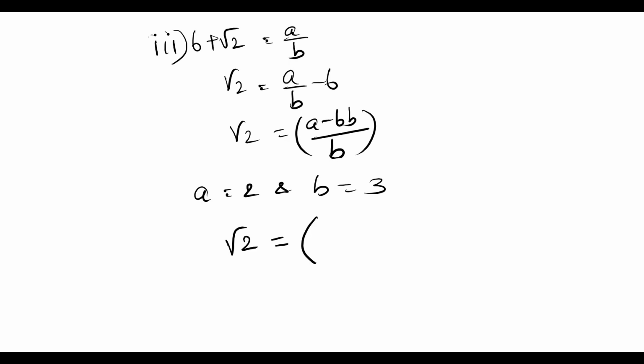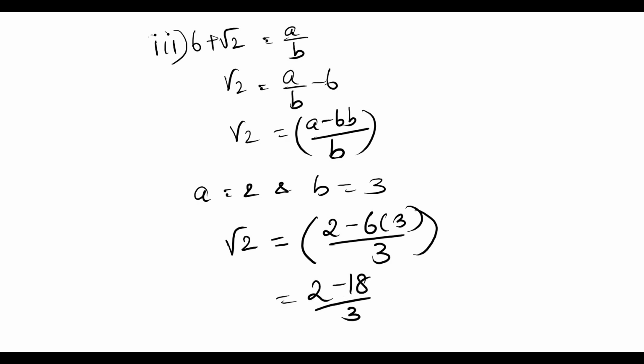Assume a equal to 2 and b equal to 3. These two are prime numbers. So if I simplify this, I got minus 16 by 3, which is equal to 5.333. So this is a non-terminating and repeated number. So I call it a rational number. So we got root 2 is a rational number.